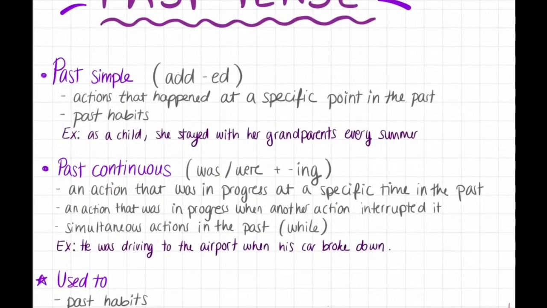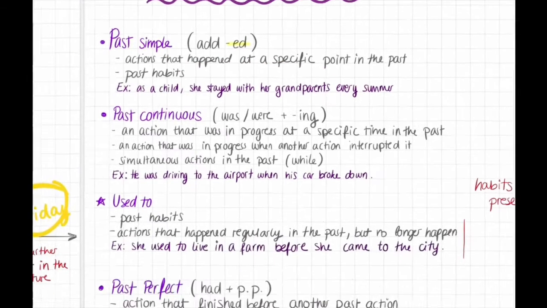So, the first one is the past simple. We form it adding ed to the verb, unless it's an irregular verb. It's used for actions that happened at a specific point in the past or for past habits. The example would be, as a child, she stayed with her grandparents every summer. So, as it's every summer, it's a past habit.